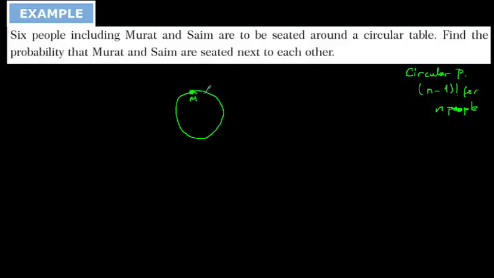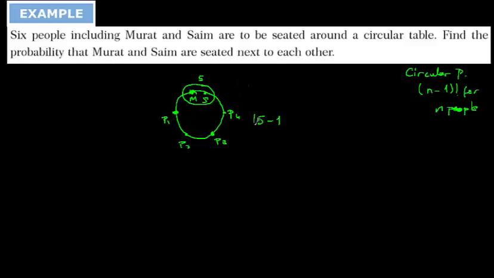So Murat and Saim are going to sit together and make one group. And there are 4 other persons: person 1, person 2, person 3, person 4, and Murat and Saim together. That's going to be the 5th person. When they are grouped, they are going to behave like one person. That's why we accept that there are 5 persons around the circular table.